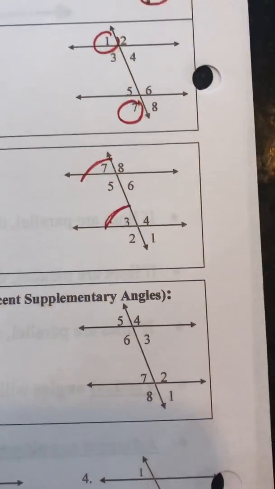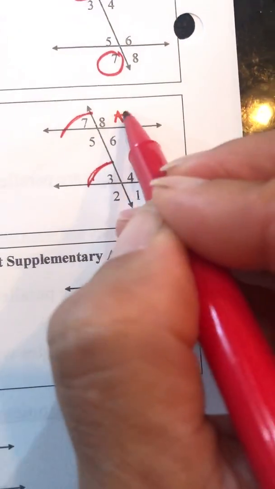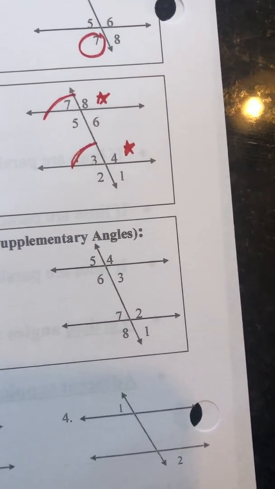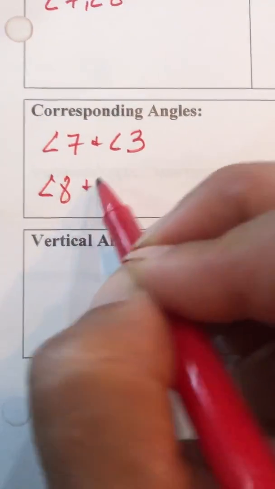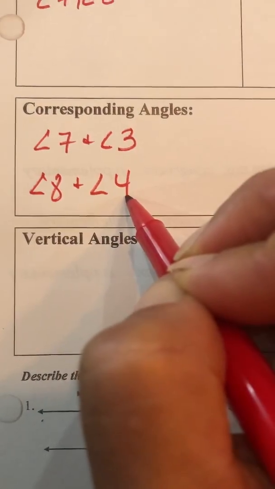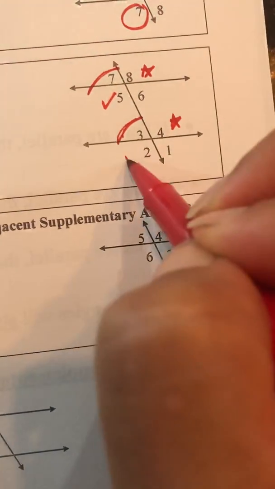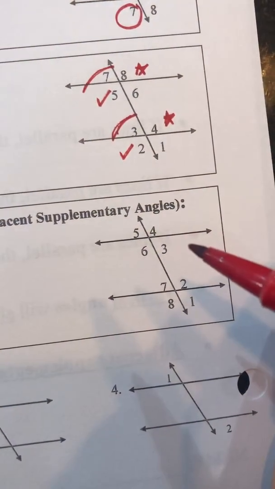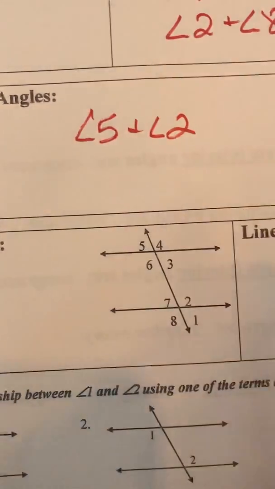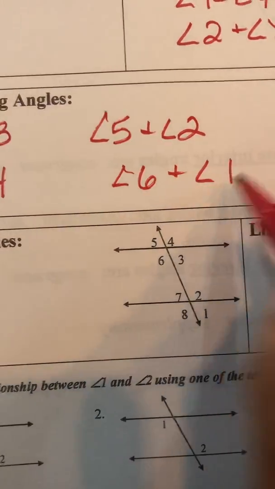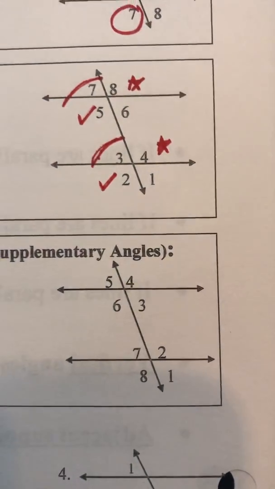There's actually 3 more corresponding pairs. I'll put a little star here. Angle 8 and angle 4 are also corresponding. The 2 other pairs, maybe I'll do like a check mark here. Angle 5 and angle 2 are another pair of corresponding angles. And then you could probably guess that the last pair is angle 6 and angle 1.